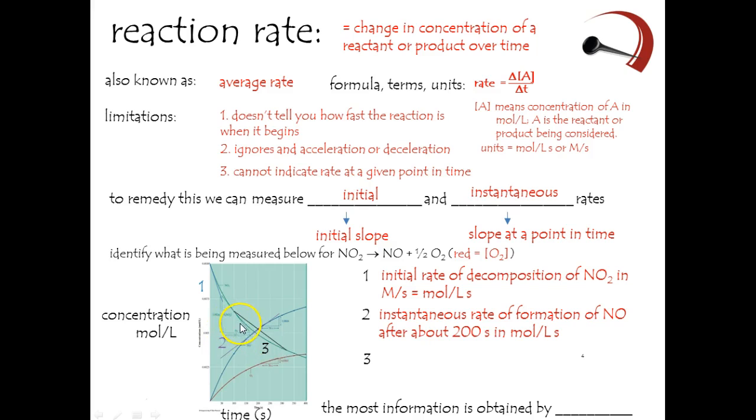Position 2 would be the instantaneous rate. We're referring to that line right there. That hits the curve for nitrogen monoxide formation at about 200 seconds. So it would be the instantaneous rate at that given point for the formation of that. And position 3 is covering a period of time, and you're just taking the average. That would be the slope right there. And that would be the average rate of decomposition of nitrogen dioxide in moles per liter per second.